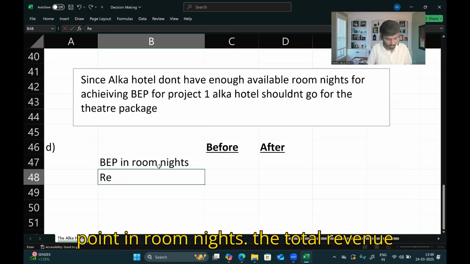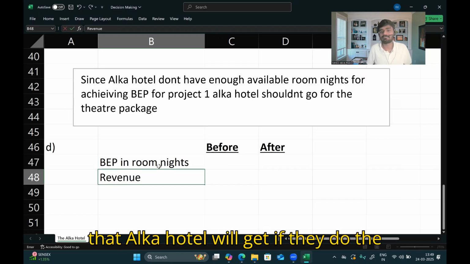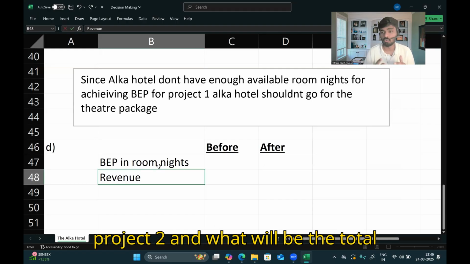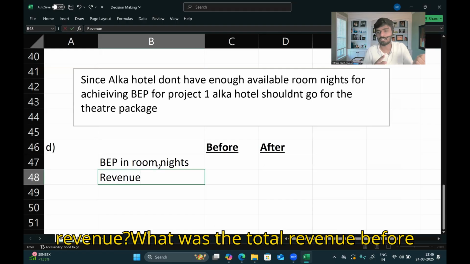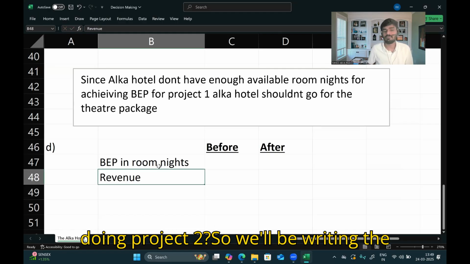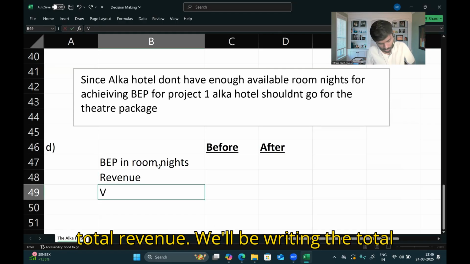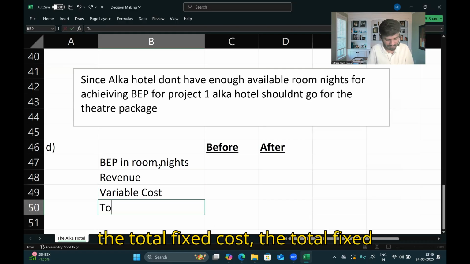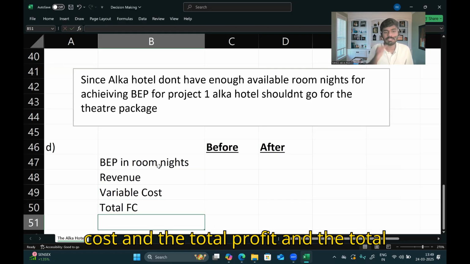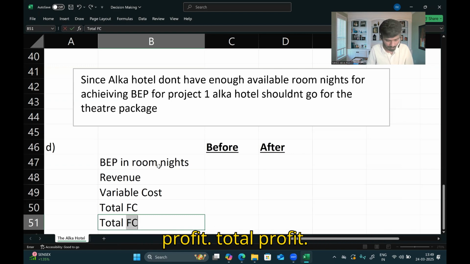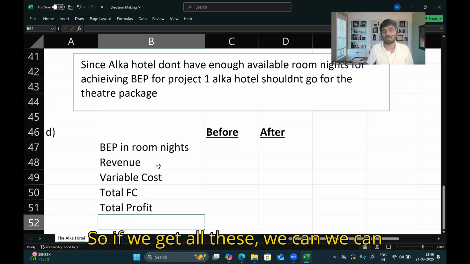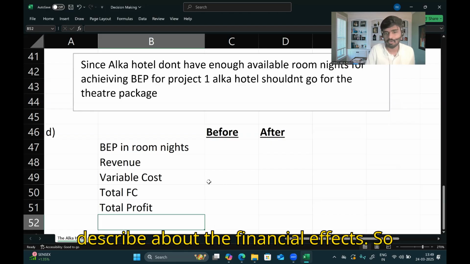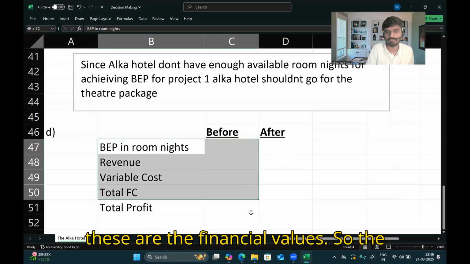The total revenue that Alka Hotel will get if they do project 2, and what was the total revenue before doing project 2? Okay, so we'll be writing the total revenue. We'll be writing the total variable cost, the total fixed cost, and the total profit. So if we get all this, we can describe the financial effects. So these are the financial values.